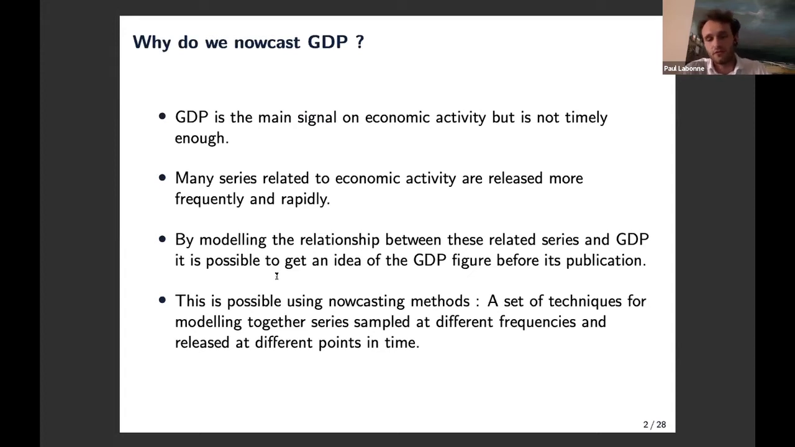The way we capture the relationship between these series is using nowcasting methods. Since GDP is typically quarterly and the related series are more frequently monthly or weekly, it's necessary to use methods that allow you to model this mixed frequency data. And also, since there is a delay in the publication of GDP and the related series are published on different time lags, we need an estimation method that allows us to account for missing values. And so that's why nowcasting methods are useful.